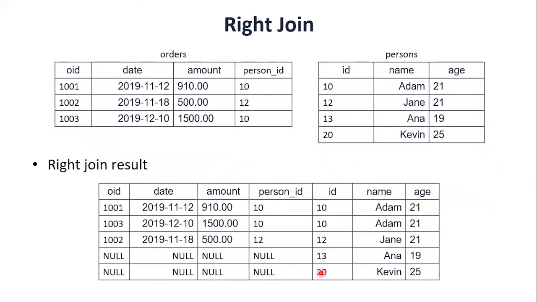You can see all the values from our right table are included here. And for these records where we have a match, 10 and 10, as well as this third record, we have records from the left table. But for these two, Anna and Kevin, there are no matching records in the left table, so they will be filled with null values.